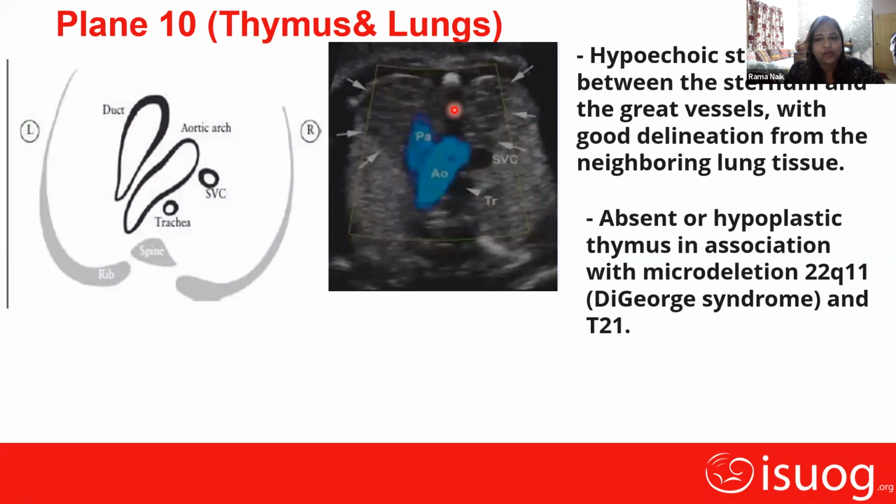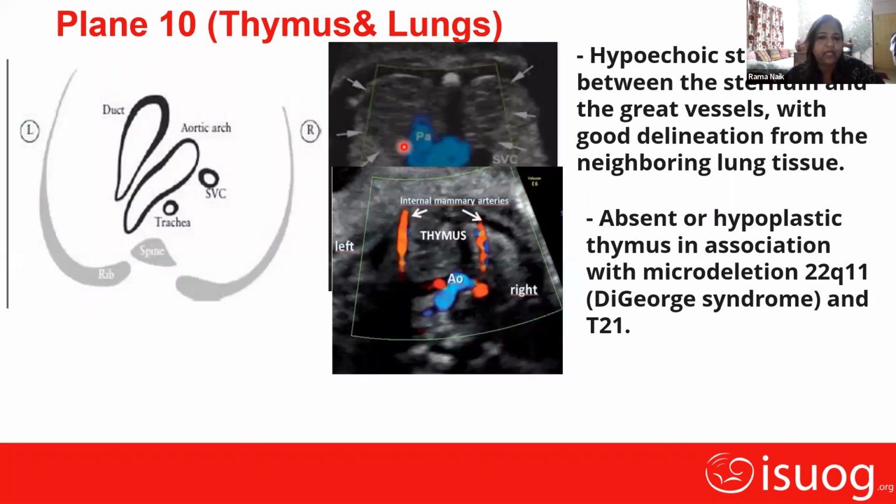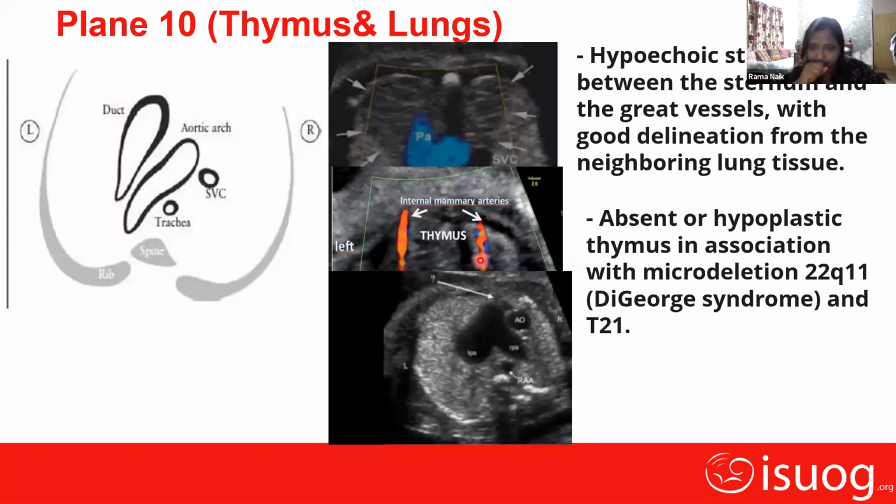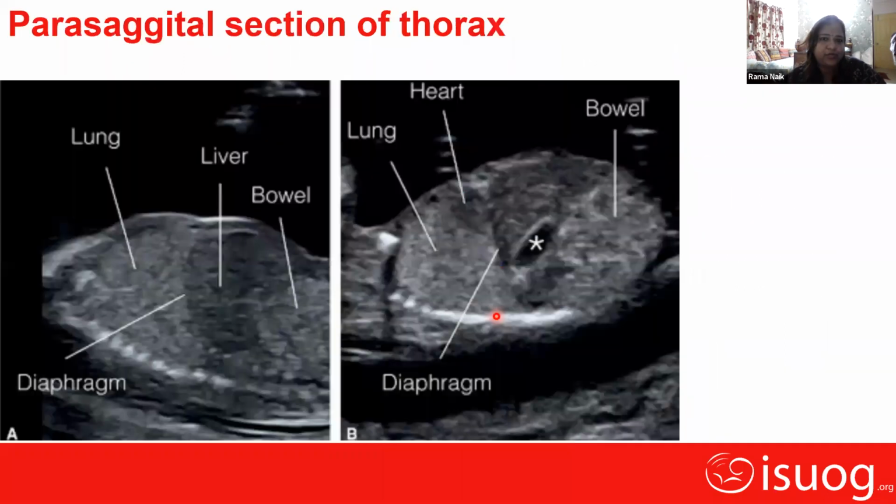And absent or hypoplastic thymus can be associated with different chromosomal abnormality, like most common being the DiGeorge syndrome and also Down syndrome. So that is the importance of seeing thymus. And again, this thymus, the lateral border is formed by the internal mammary artery. We can see this by using Doppler. And when the thymus is absent, the vessels will be pushed forward as if they are just retrosternal. Usually the vessel is at a distance when the thymus is there, but when the thymus is not there, you will find the vessels just at the retrosternal position.